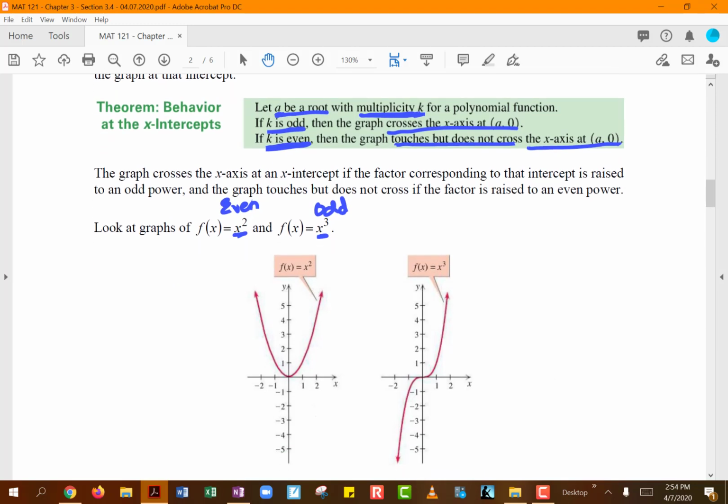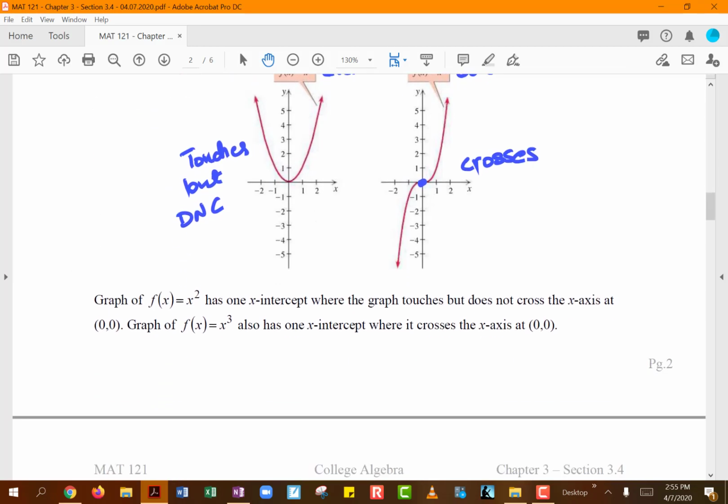So when it's even, like the x squared function, it touches but does not cross. That's does not cross, DNC. And when it's odd, like the x to the third function, this is where it actually crosses the x-axis. So that could be another way to help yourself remember what the behavior at the x-intercepts is going to be like.